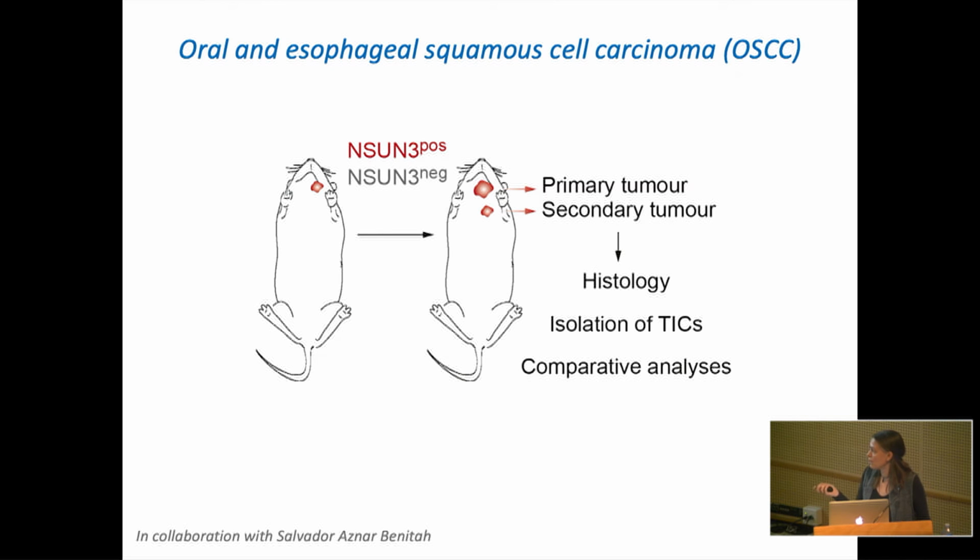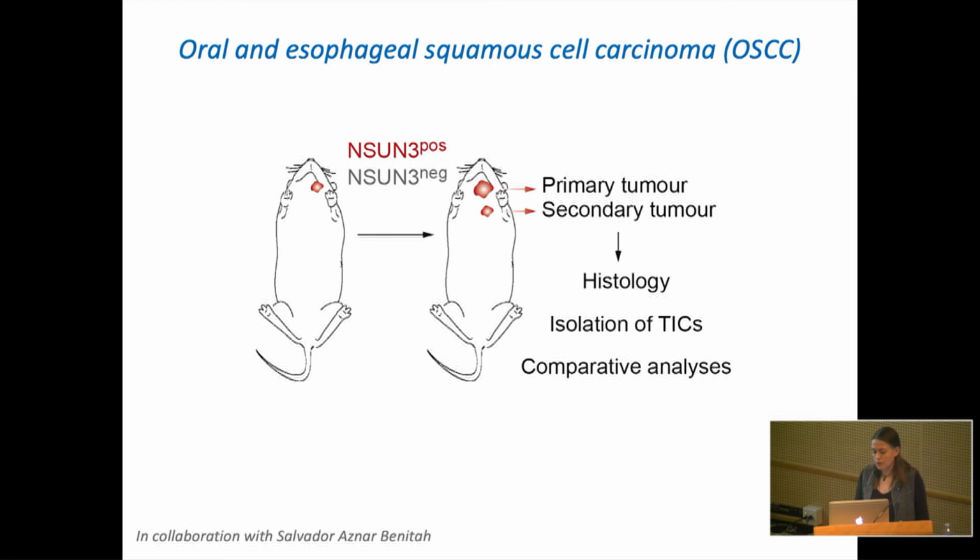And there we started a collaboration with Salvador, who just at the CRG had just established an orthotopic transplantation of oral OSCCs under the tongue of the mice. So it's an orthotopic transplantation assay. And we also know that these then metastasize into the lymph nodes, or occasionally also into the lung. So we did exactly this assay. We took cells that were expressing or lacking enzyme 3, and then we did the analysis.